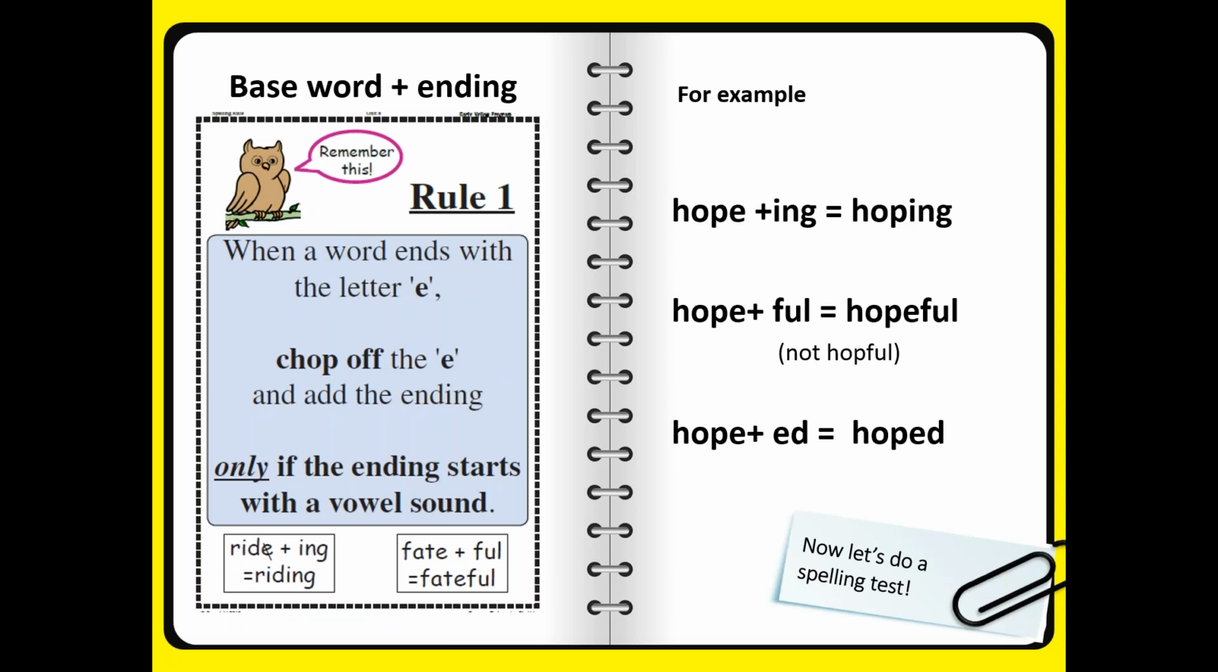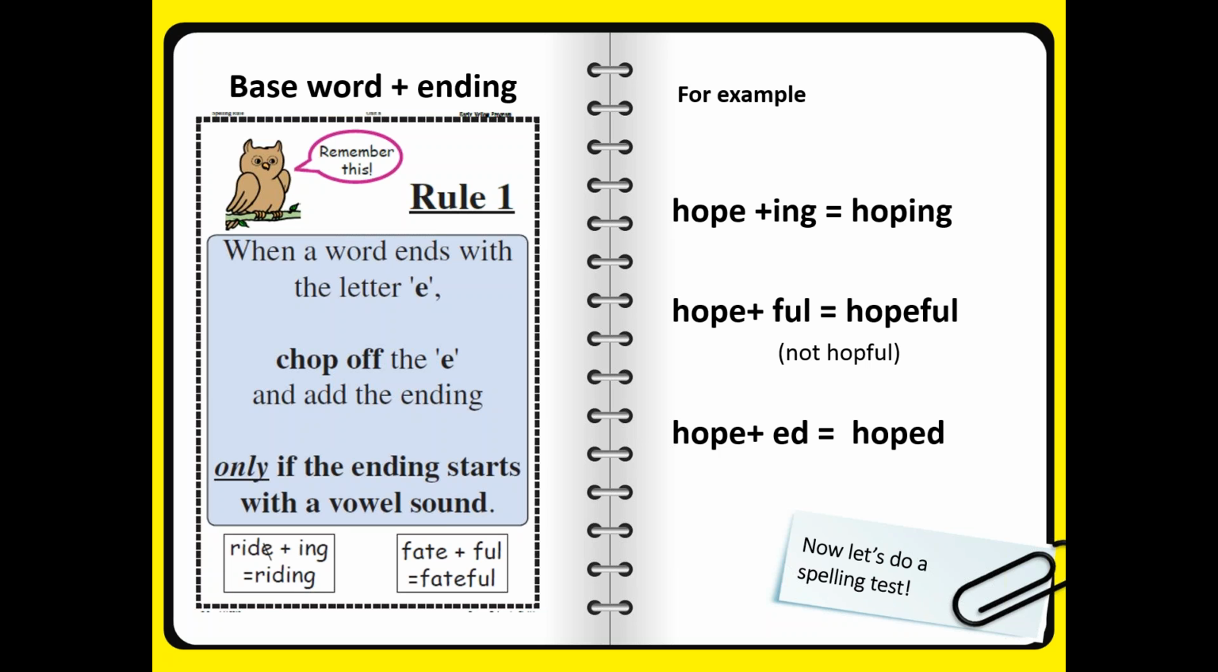Here's how our base word and ending grows by the yellow program. We don't want students to just say chop off the E and add ing, because the rule for the E ending and the vowel is so much more complex than that. What we want them to understand is when a word ends with the letter E, chop off the E and add the ending only if the ending starts with a vowel sound.